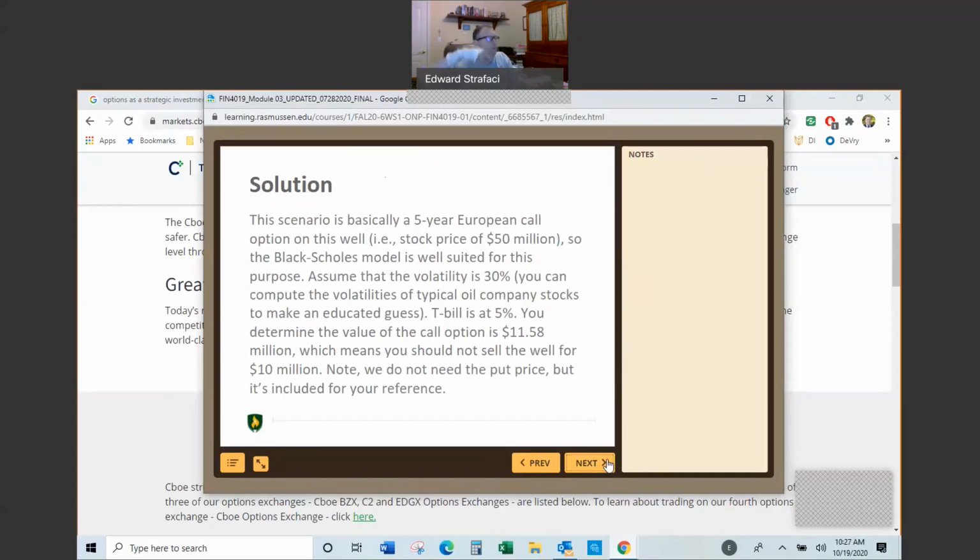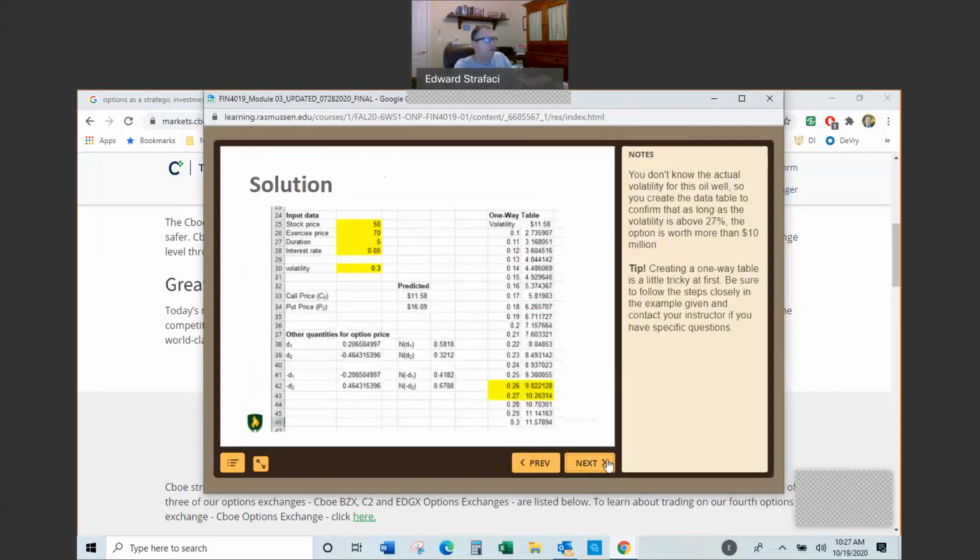Assuming variance is 30% and the risk-free rate is 5%, the value of this call is 11.58 million by plugging it into the Black-Scholes, which means don't sell for 10 million. Given all those parameters that we assume, the option on the well should be worth more, and you can actually plug it in and work out the number.